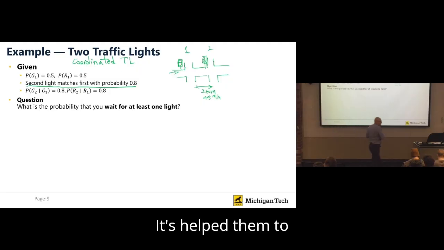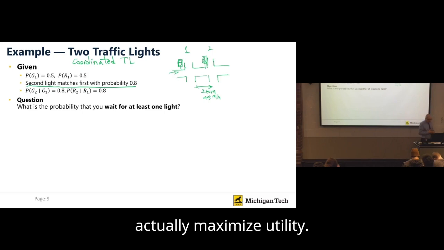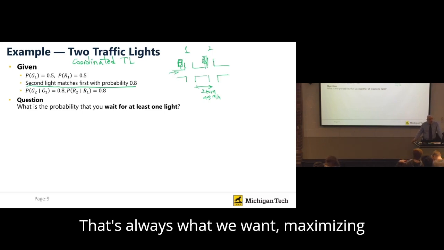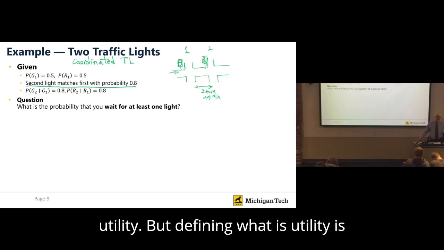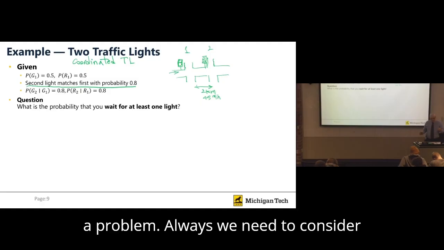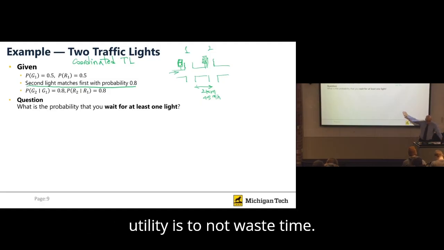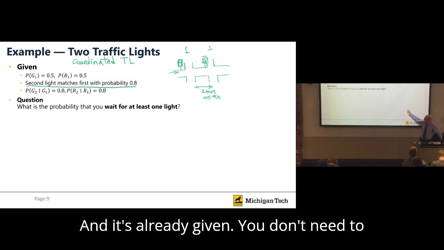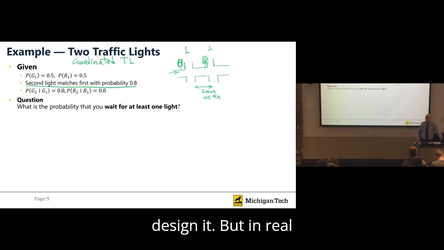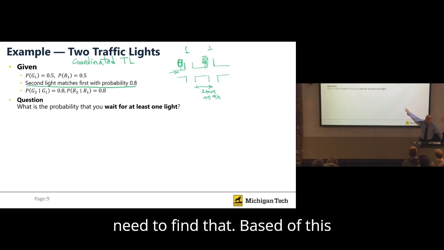It's helped them to actually maximize utility. That's always what we want, maximizing utility. But defining what is utility is a problem. Always we need to consider that one. Anyway, in this example, utility is to not waste time. And it's already given, you don't need to design it. But in a real scenario, you need to design that, you need to find that.